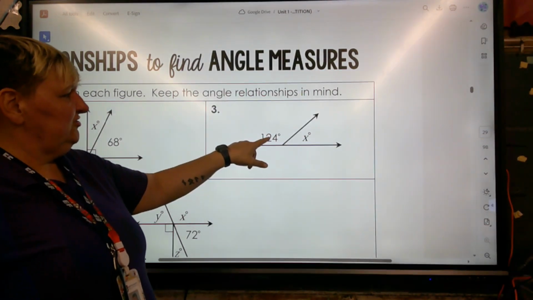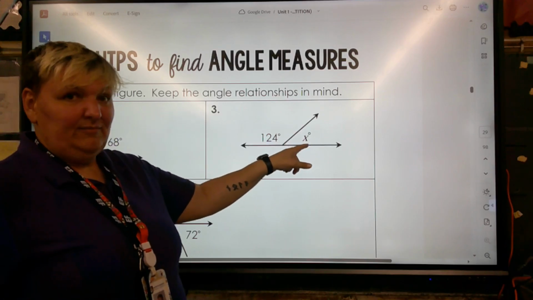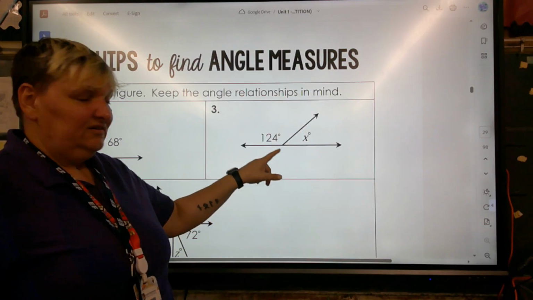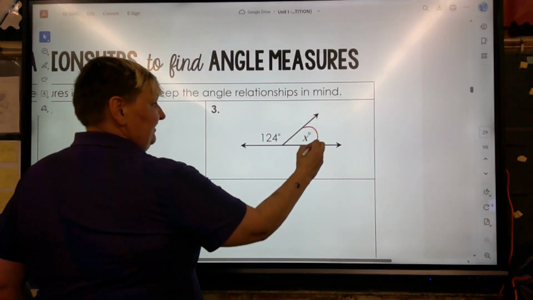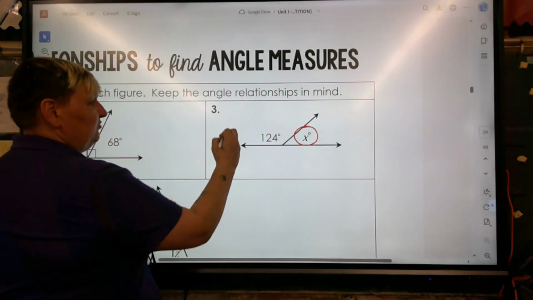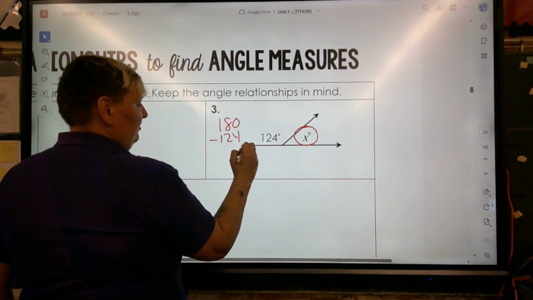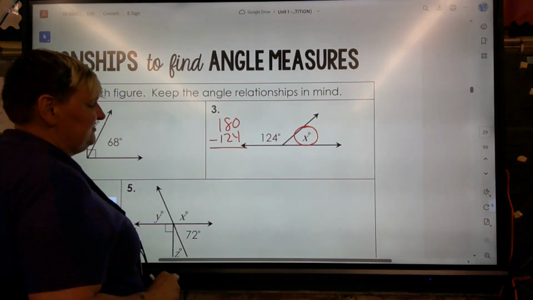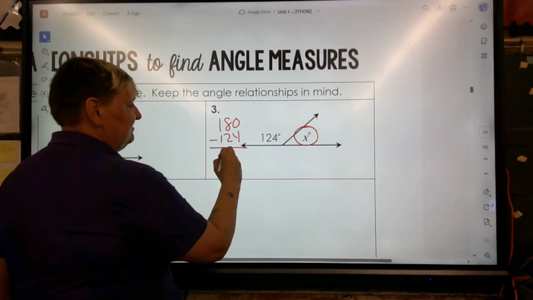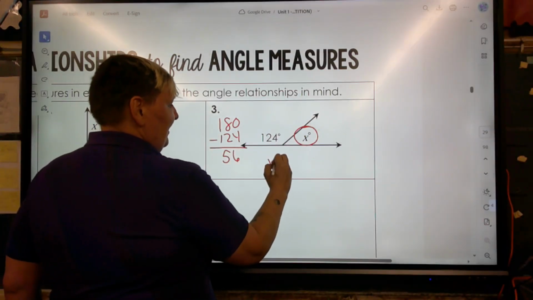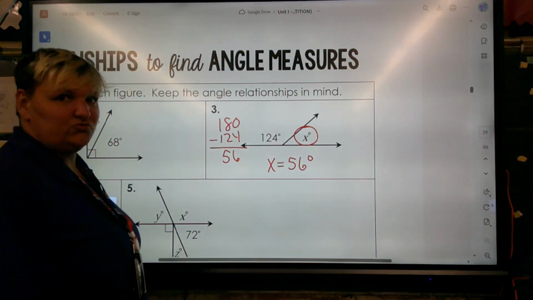Alright, this one is 124 degrees, and we're looking for this one. Together, they make a straight line, which means they have to total 180. We're missing an angle, so we're going to subtract. 180 minus 124 is going to give us 56. So x has to be 56 degrees. And if you don't put the degree symbol, it's wrong.